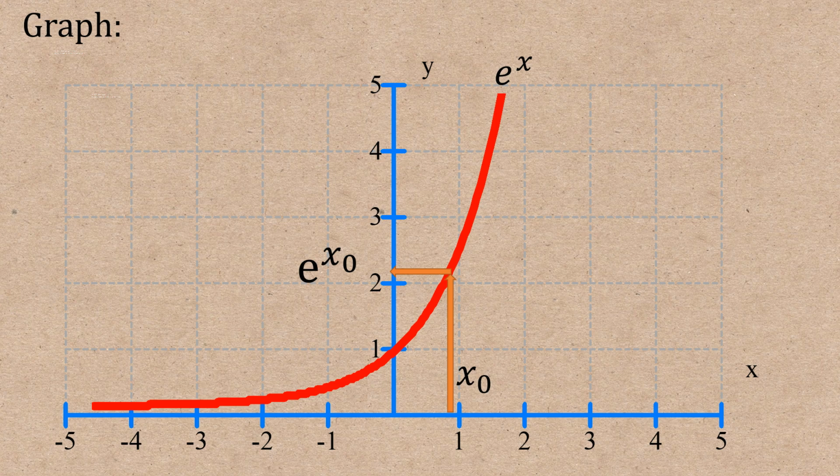Perhaps you know that the number e is roughly 2.718. The specific value for our purposes is not really important. What is essential, though, is to understand that you take an input from the horizontal axis, you feed it through the function, and it gives an output along the vertical axis. That output is named e to the x sub 0.